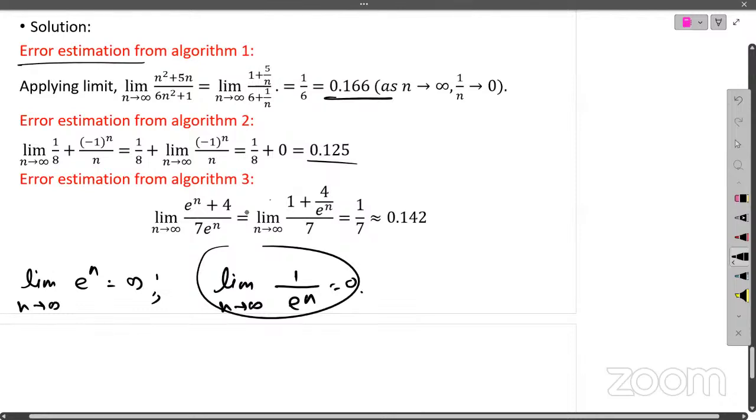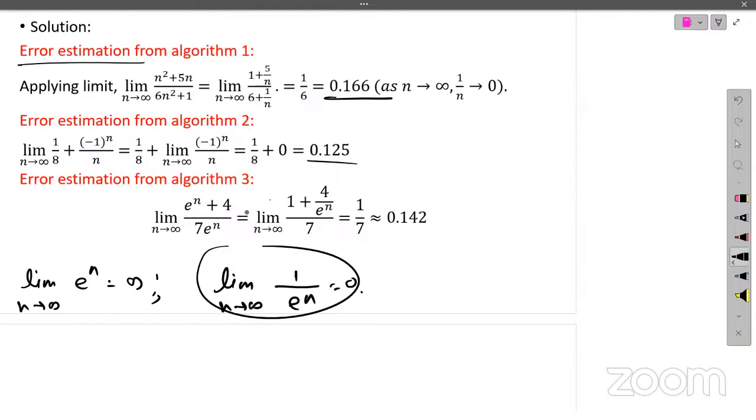So if you take common e to the power n from numerator and denominator, what will it be? So it will be equal to e to the power n times (1 plus 4 by e to the power n), and then in the denominator is 7 by e to the power n. So e to the power n over e to the power n will get cancelled out.